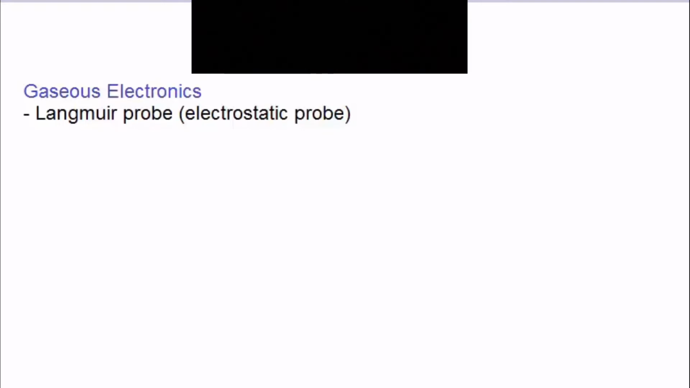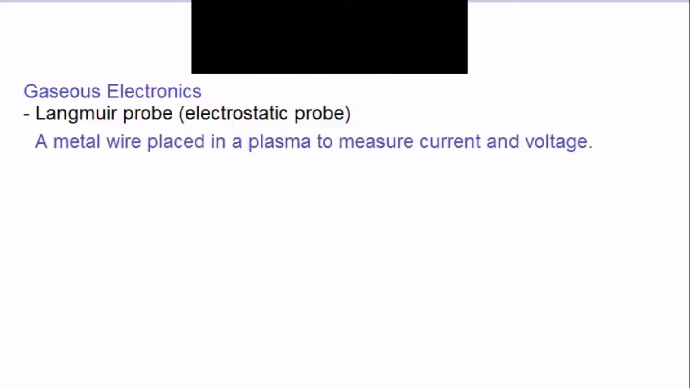Now let's look at the Langmuir probe, the electrostatic probe. It is a metal wire placed in a plasma to measure current and voltage.